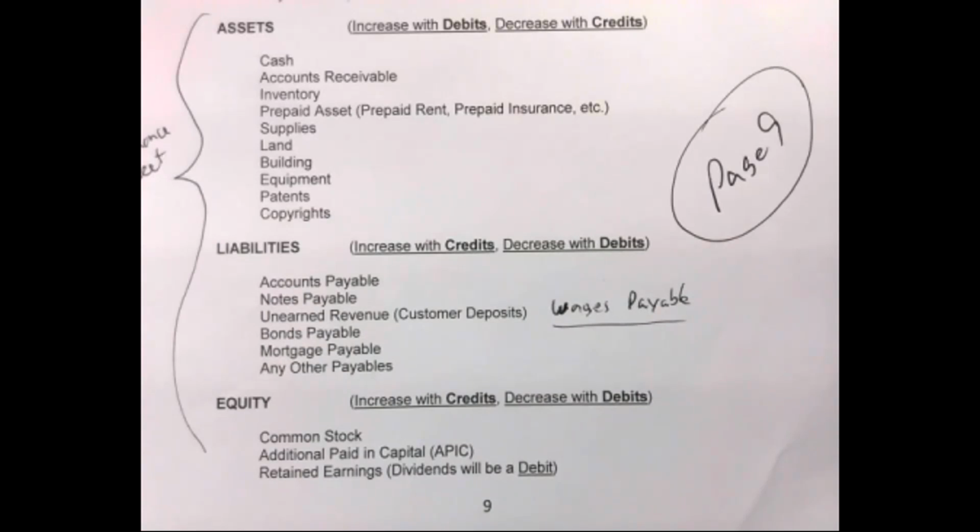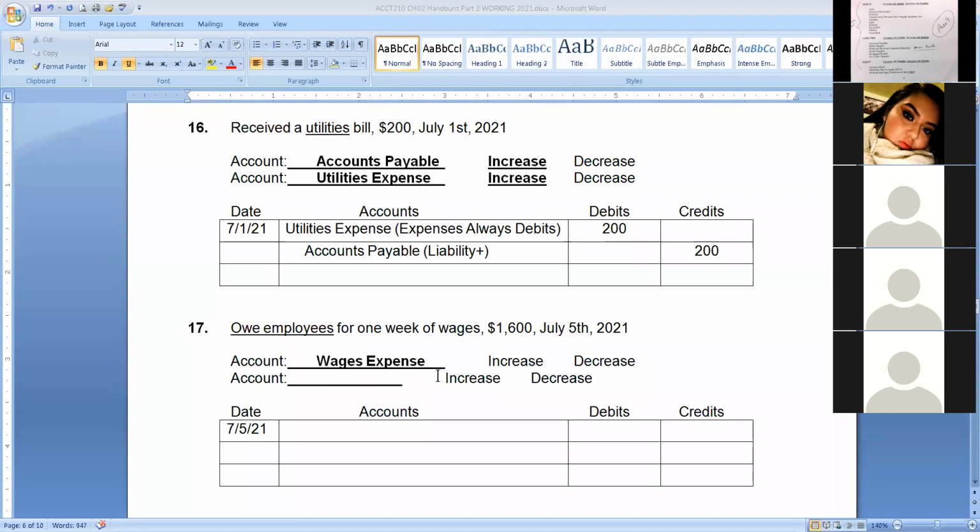Let's go back. Okay, so put in wages payable. If you put in accounts payable, that's fine too. I'll take either one. Okay, expenses, they always increase. And wages payable is also increasing. We now owe more, right? We owe these people $1,600, so the amount that we owe is going up by 1,600.